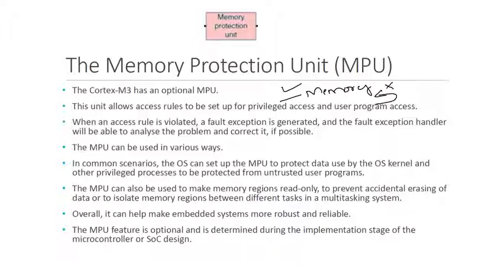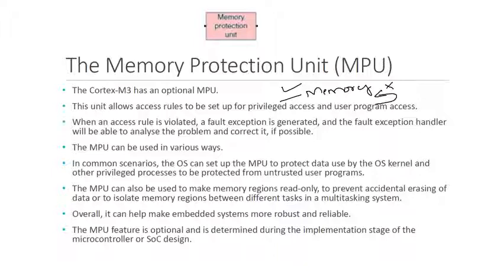And that fault exception handler will be able to analyze the problem. That means if you compare with that Gmail process, it will give you the details of where your email has been accessed, the location. And not only that, it will allow you to correct it also, if possible. Same thing here also, it is available. So it can be used in many ways.